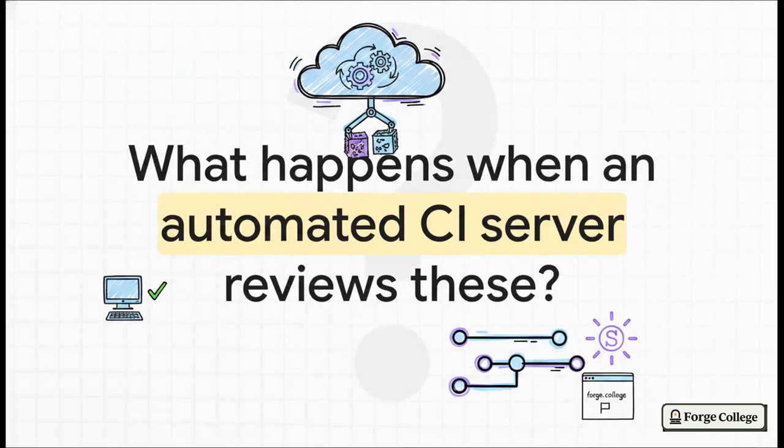Which leaves us with a final, somewhat provocative thought. Your tests might run flawlessly on your local machine, but what happens when an automated continuous integration server out in the cloud picks up these artifacts and reviews them independently? That is the true test of automation. We're going to tackle sending these exact artifacts to a CI pipeline in our next explainer.